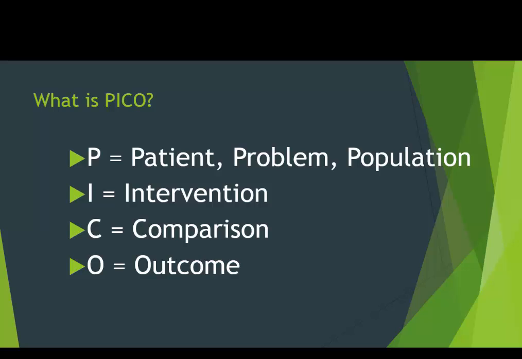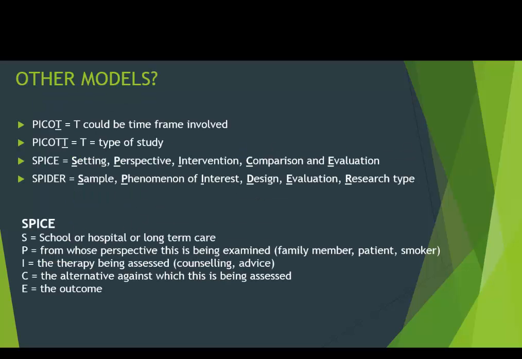As I mentioned, there are other models as well. PICOT with one T, where the T could be about the time frame involved in the research. Maybe you're following smokers for 6 months. Maybe you are evaluating the bonding that happens between new mothers and their babies for the first month. PICOT with two T's, where one T could be the time frame and the second T could be the type of study you're looking for. Maybe you only want RCTs or quantitative studies.